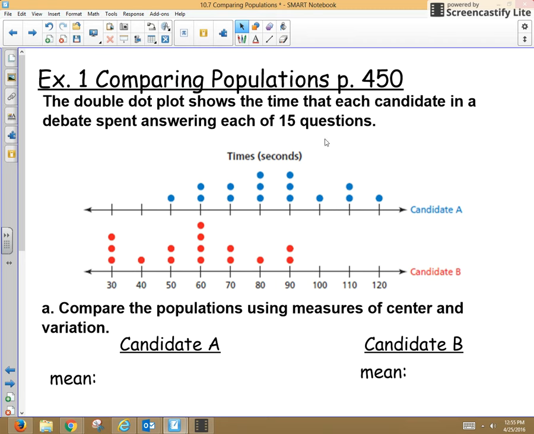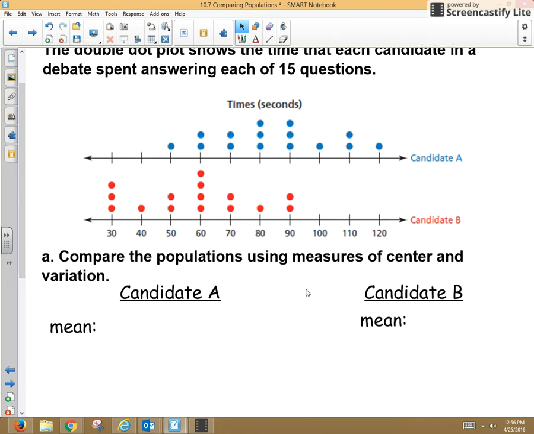So example 1 is comparing populations. The double dot plot, as seen here, shows the time that each candidate in a debate spent answering each of the 15 questions, and the time is in seconds. So candidate A is blue, candidate B is red. Here's the time in seconds, so you can see 30 seconds, 40, 50, 60, 70, and so on. Compare the populations using measures of center and variation. So looking at the data, we can see that the data is pretty evenly spread out. It looks symmetric. So we're going to find the mean absolute deviation.